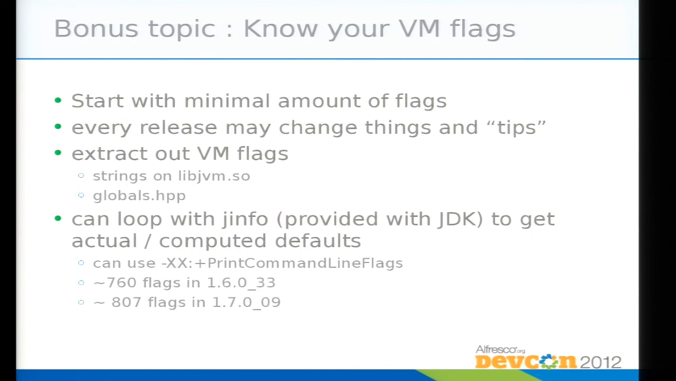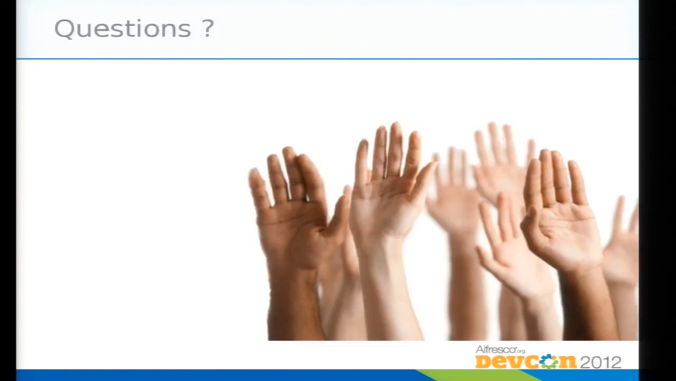So that's pretty cool. There's about 760 flags in the latest JDK 1.6. I don't know all of them. And there's about 800 in the latest JDK 7. So there's some pretty crazy stuff going on. But it's still interesting to compare the flags from release to release to know what has changed, what was added, something that was turned on that was disabled before, new code. That's interesting. Questions?